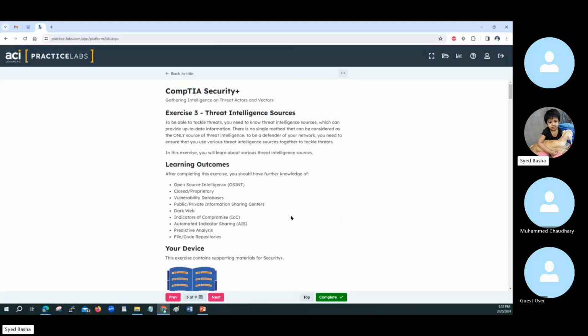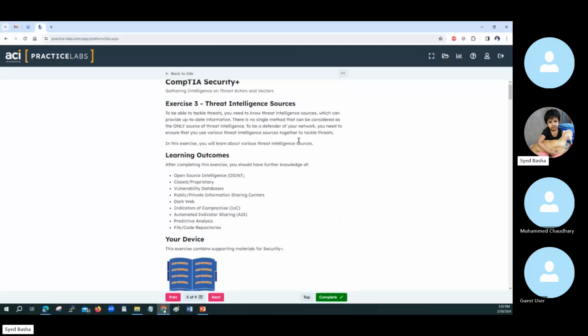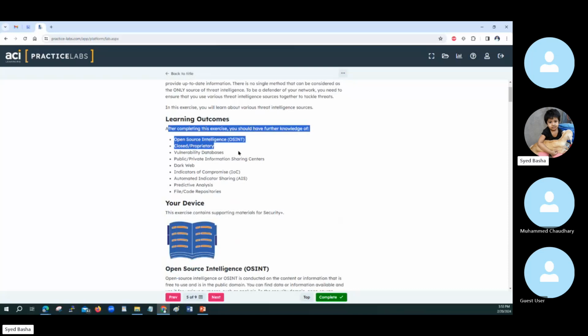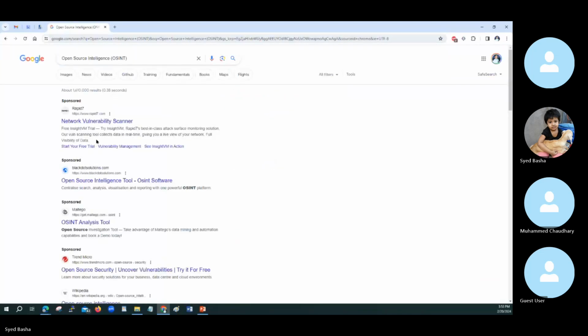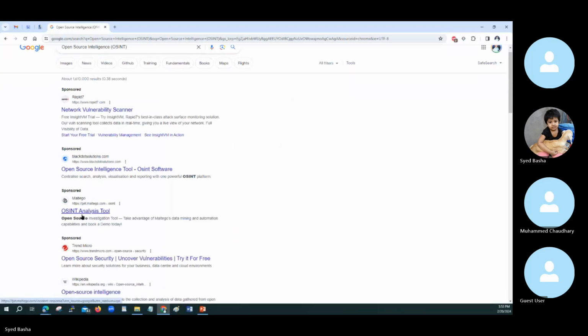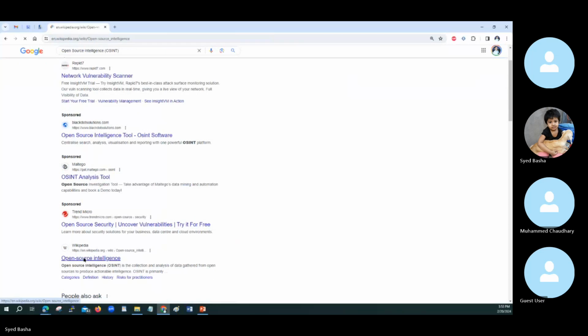Then comes page number 5. Here we go. Exercise number 3, threat intelligence sources. From which sources can we gather the threat intelligence? See this, these are some sources. I will just show you a few. See this, open source intelligence, OSINT. I'm just going to copy and paste it. See here, OSINT.